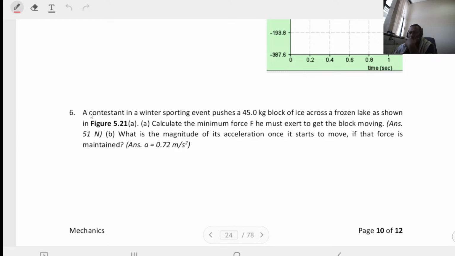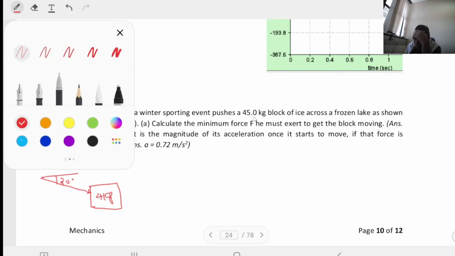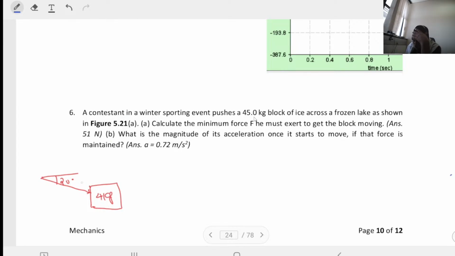Let's read the question together. I'm kind of stuck. This is a contestant, somebody who is contesting in a winter sport event, pushing a mass of 45 kg. Let me draw it here. At a certain angle, the force is coming this way. The angle is 20 degrees. The force which is parallel is gonna push this way. This is F cos theta. Then which is down is F sin theta. And then this thing is moving.